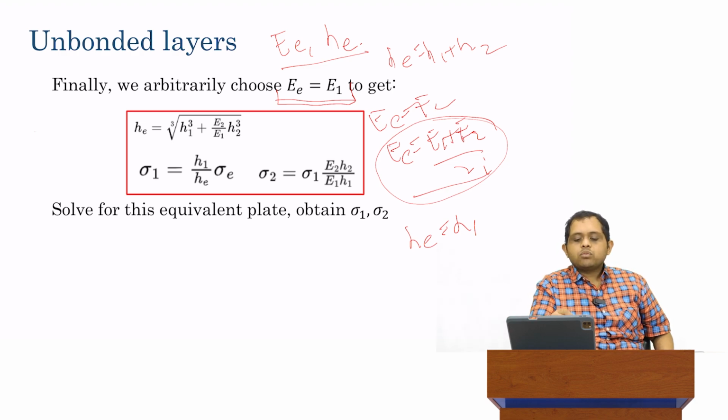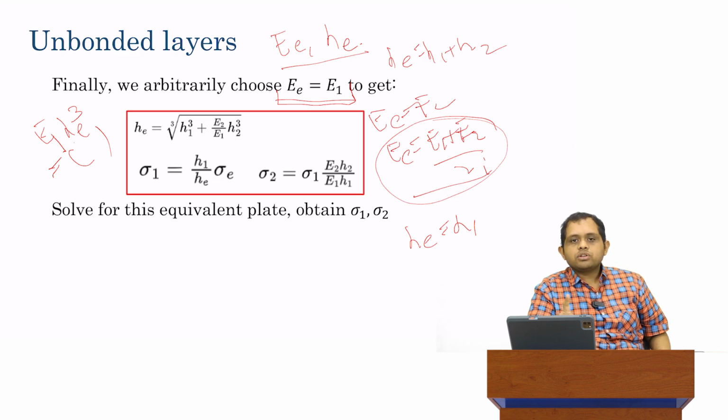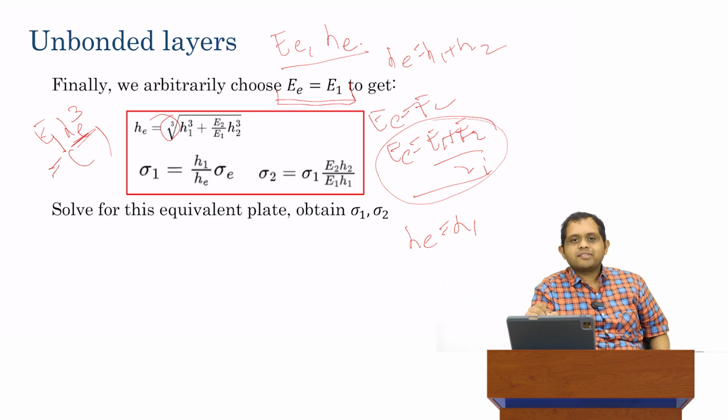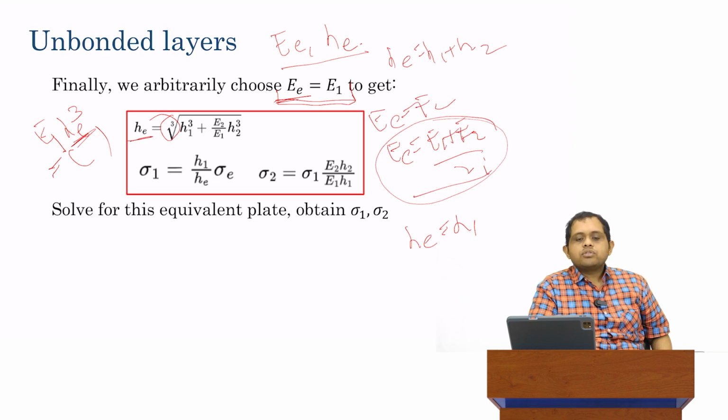When this is the case, what we get is E1 HE cube is equal to those terms on the right-hand side, that was E1 H1 cube plus E2 H2 cube. We can slightly simplify this, since we want to calculate HE. We divide both sides by E1, so HE is going to be the cube root of H1 cube plus E2 over E1 times H2 cube. A common mistake I see students make is they forget to take this cube root. They assume any radical sign is basically a square root, but it's a cube root in this case. So if we make this assumption for the equivalent plate stiffness, this is the value we are supposed to use for the equivalent plate thickness.